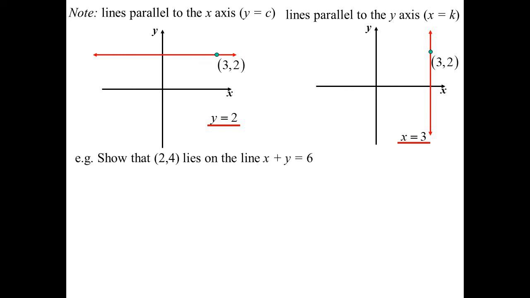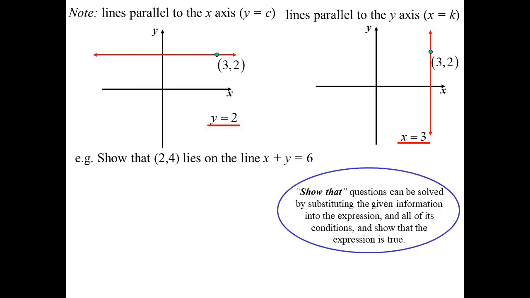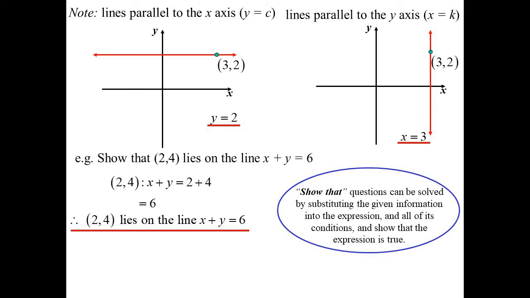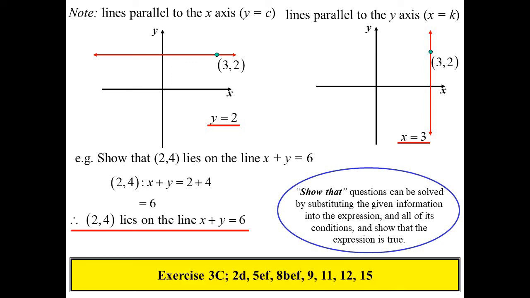Basic sort of question: you've got to show that question. All you really need to do is substitute in and show that it works. So show that (2, 4) lies on the line. Well, what do you know? 2 plus 4 is indeed 6. So yes, it does work. So we have shown that it lies on the line. That's the first bit of theory for today.